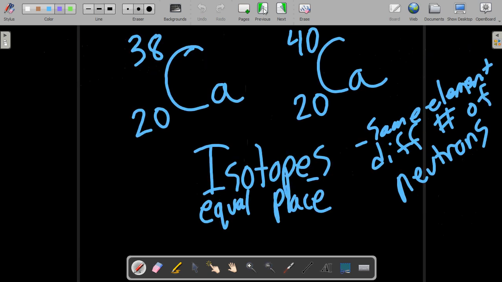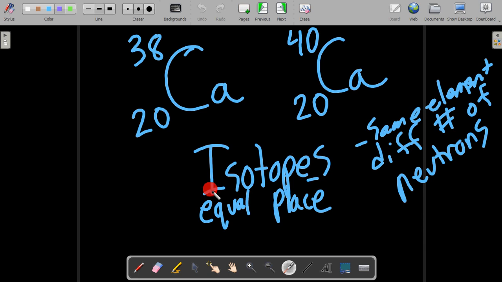Now, we're going to go back here a second. And so this is the mass number of this isotope, and this is the mass number of this isotope of calcium. Ca is calcium. And we have the atomic number down here. Notice the atomic number for calcium is always going to be 20. If the atomic number is anything else, it's not calcium.